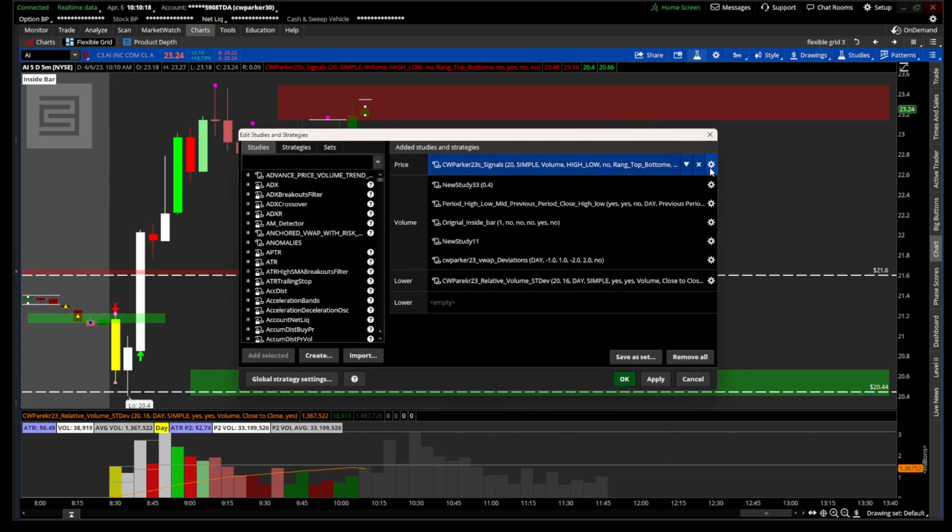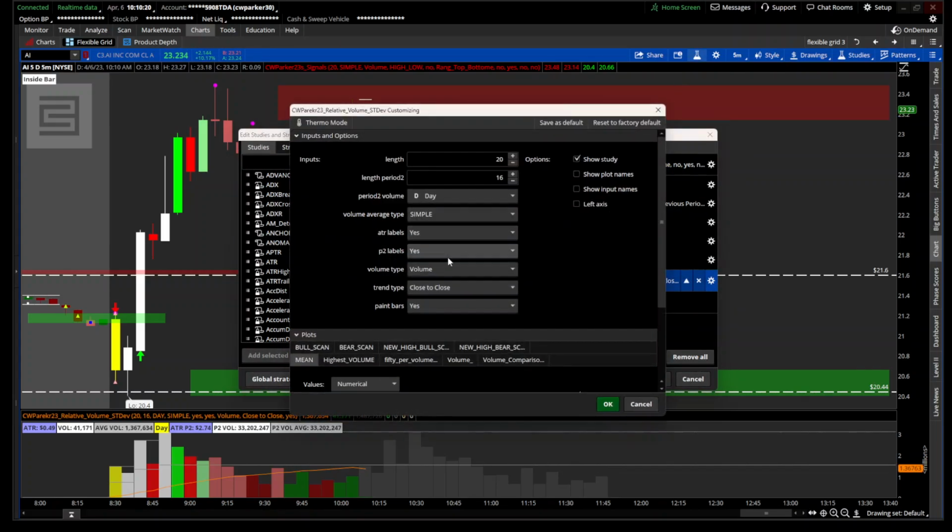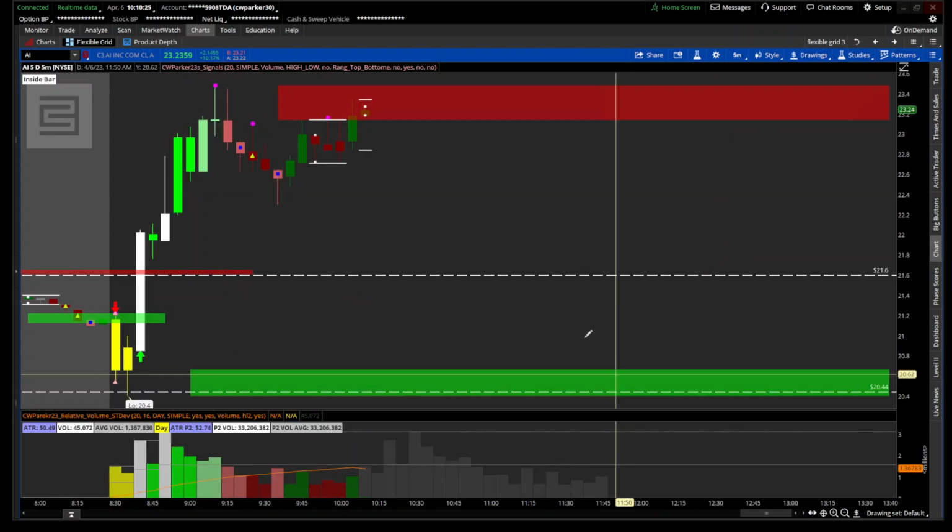But this is the signals indicator. I'm going to change this to another trend, a hollow trend.